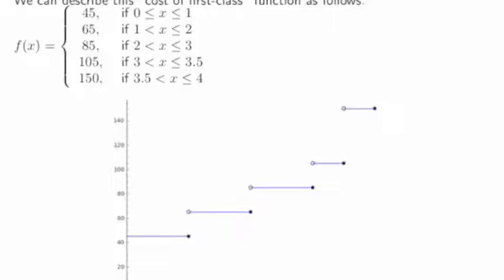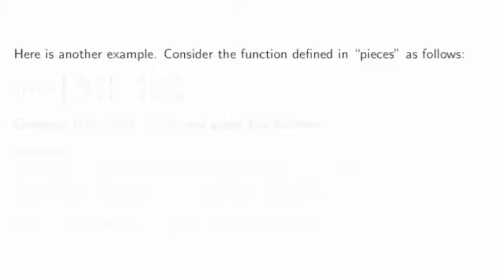F of x, the output, the cost, will be 45 cents if x is between 0 and 1. But if x is between 1 and 2 in our second line, then the cost will be 65 cents. If x is between 2 and 3, the cost is 85 cents, and so on. The graph will look like this graph below. If we plug in an x value anything between 0 and 1, we are discussing an envelope weighing less than 1 ounce, and so the cost will be y equals 45. And so it will be represented by the blue line above. So that's an example of a piecewise function.